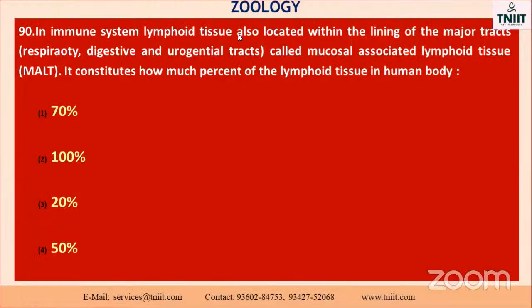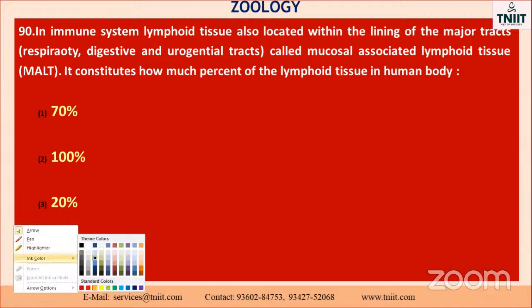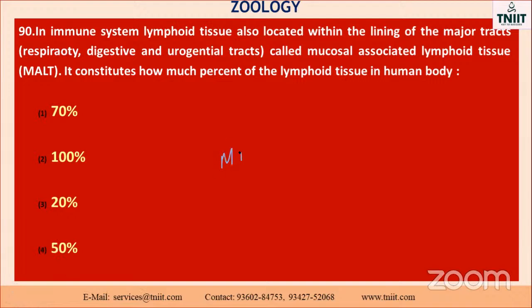In the immune system, lymphoid tissue is also located within the lining of the major tracts: respiratory, digestive, and urinary. It is called mucosal associated lymphoid tissue, simply called MALT. What is the main function of this one? Mostly they fight against many diseases. MALT, mucosa associated lymphoid tissue.